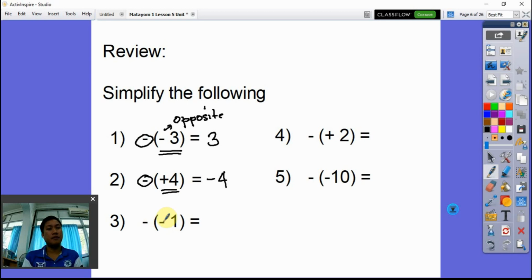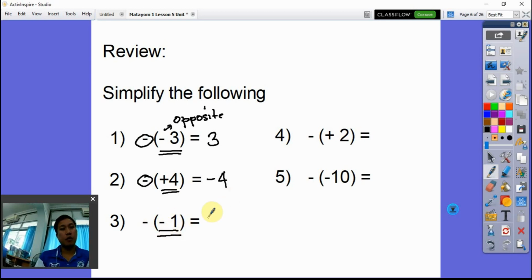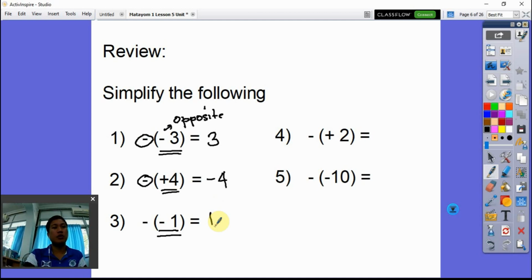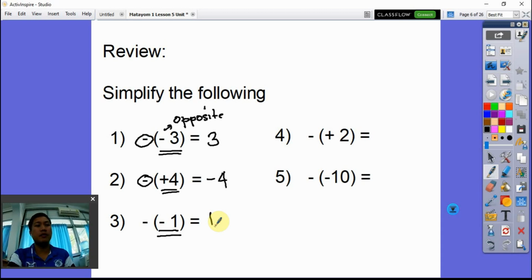Okay, so negative of negative 1, you have to find the opposite of negative 1, and that is positive 1. Next one. So you have positive 2, so you have to change your positive 2 into its opposite, which is negative 2. Negative 10 here, we'll change it to its opposite, which is positive 10.